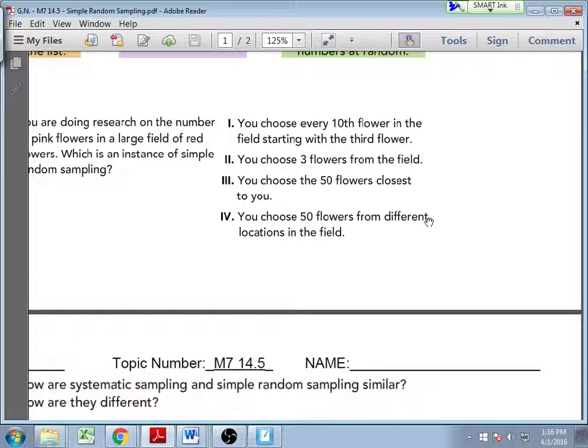Franny, if I choose every 10th flower in the field, starting with the third one, is that simple random? No, that's systematic.